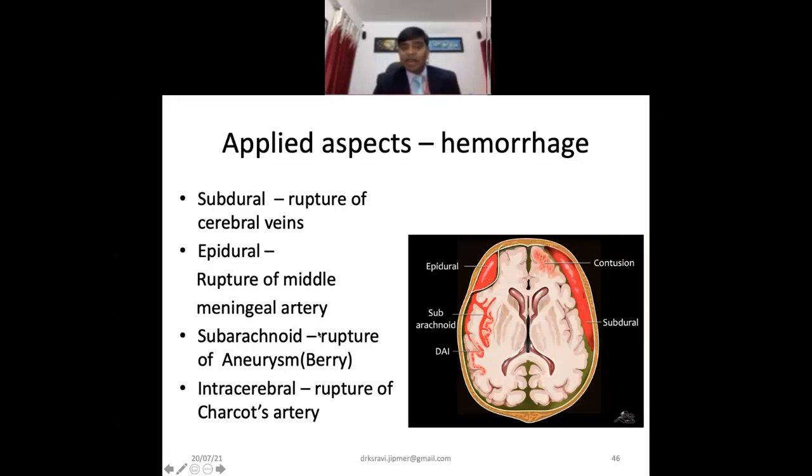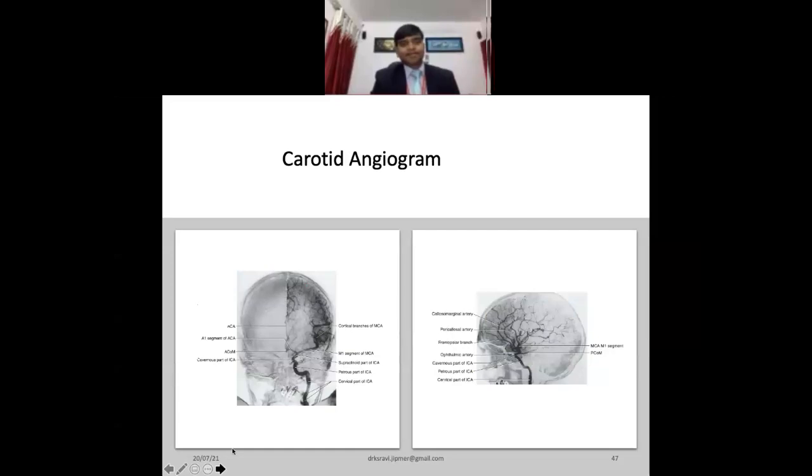When there is a subarachnoid hemorrhage, we have already discussed it. There are cerebral aneurysms, the berry aneurysms. The commonest, I said, is at the junction of the anterior communicating artery and the anterior cerebral artery. Then we have the intracerebral hemorrhage, that is the rupture of Charcot's artery of cerebral hemorrhage. We have discussed this.